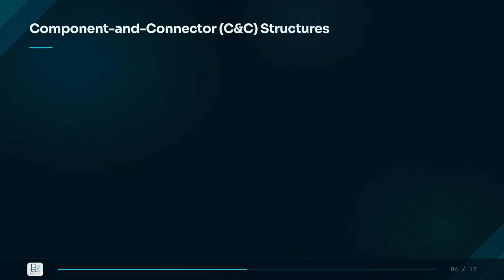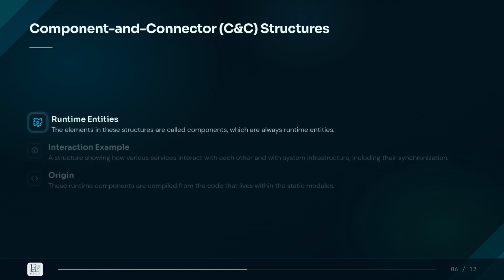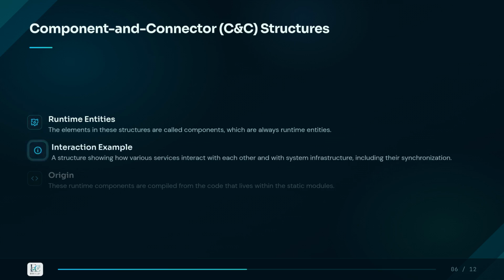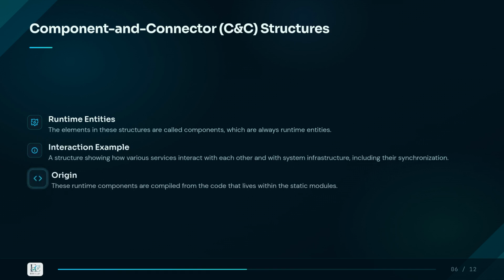Next up are component and connector, or C&C, structures. Unlike module structures, these are dynamic. They describe how different elements interact with each other while the system is actually running to perform its functions. The elements in these structures are called components, and they are always runtime entities, not static code units. For instance, a C&C structure might show how various services communicate with each other and with the system's infrastructure, including details about how they synchronize their actions. It's important to remember that these runtime components are the compiled result of the code that was organized into the static modules we just discussed.